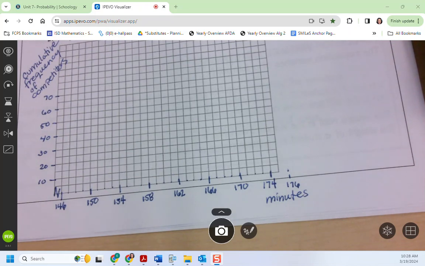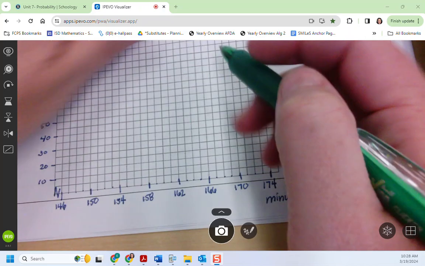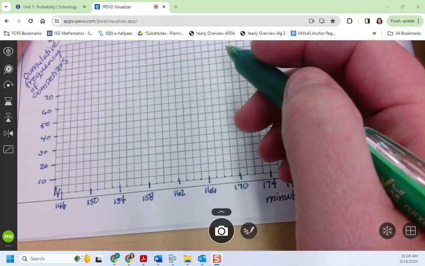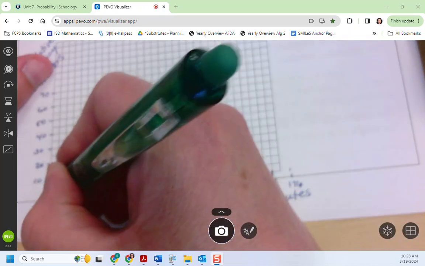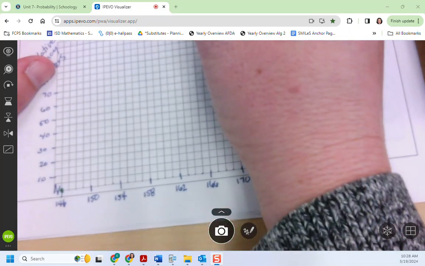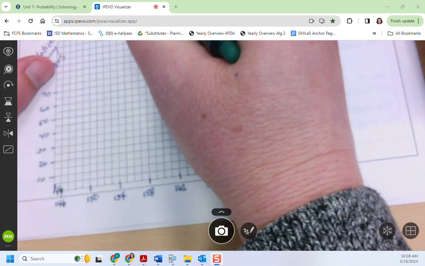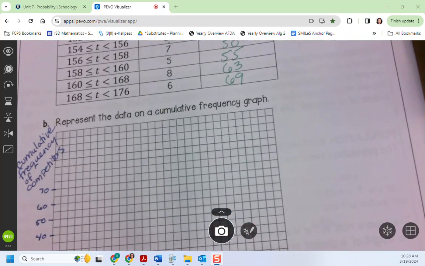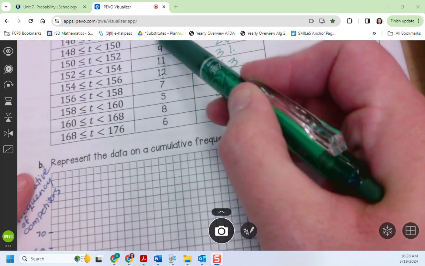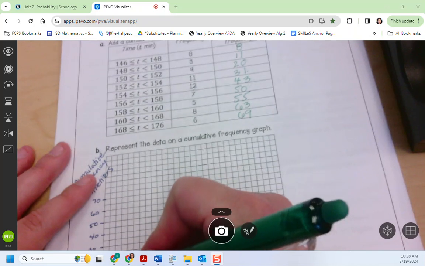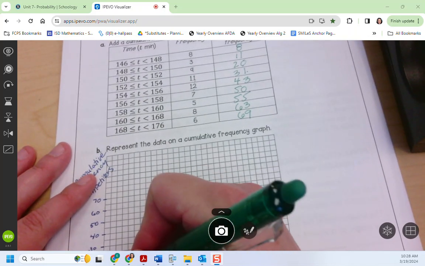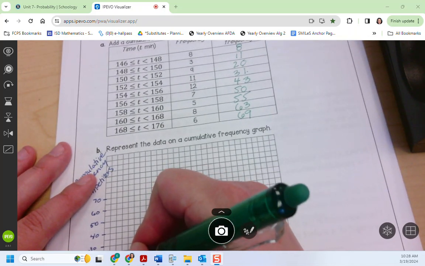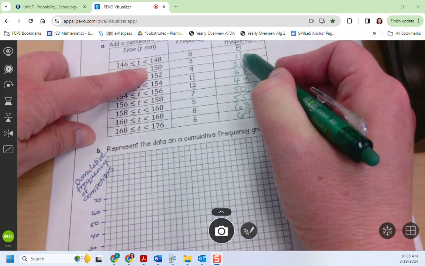All right. So there are 0 competitors that were below 146 minutes. So at 146, you're going to graph a 0. But then there were 8 competitors that were below 148. So then 148 gets an 8. Approximately, of course. 11 competitors below 150. So at 150, you're going to graph 11.